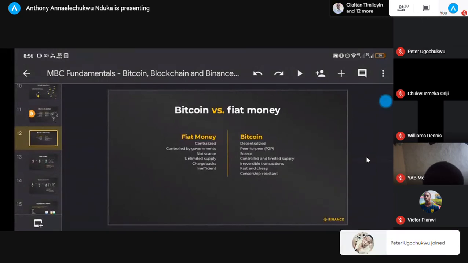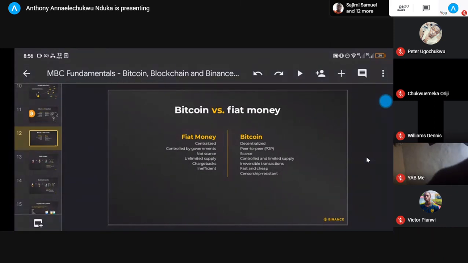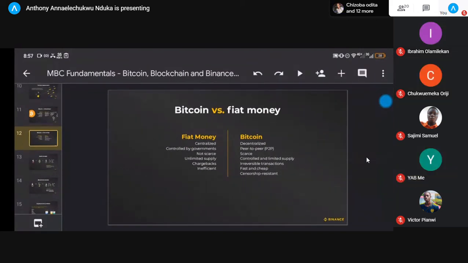Then the chargebacks. Let me just explain this using the bank system. I'm going to send money to somebody in Abuja and I discover that I made a mistake running the transaction. You understand? I made a mistake running the transaction. The moment I send it, I can contact my bank immediately: Hello, please, I made a transaction to so-and-so account. Please, can you send it back to my account in any way? This can be done with fiat money. If you make a payment, you can still get your money back in the fiat money or centralized financial system. It is also inefficient.